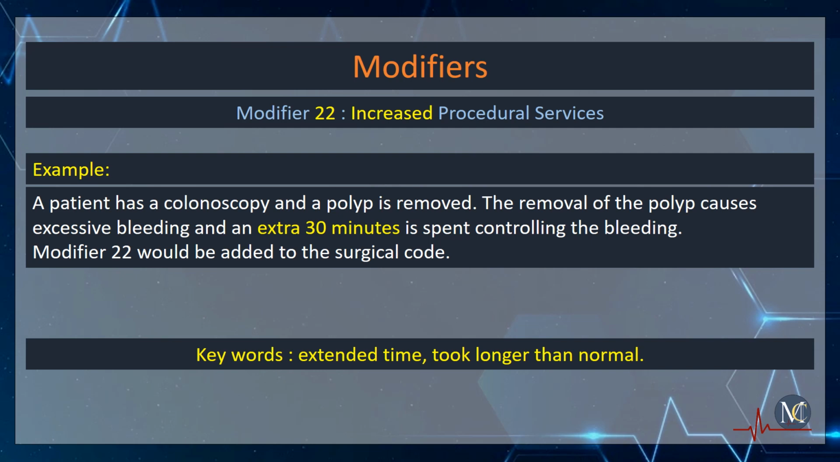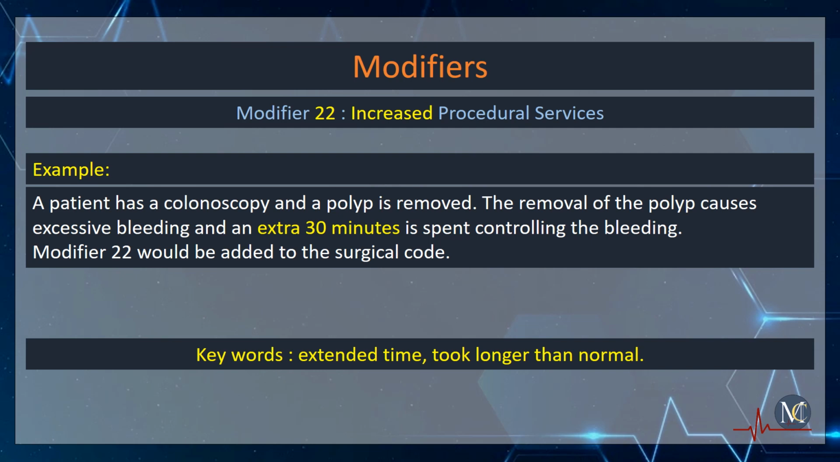Modifier 22. CPT Modifier 22 is often referred to as the Increased Procedural Services modifier. It is used to indicate that a procedure or service provided requires significantly more work, time, and complexity than usual, leading to increased reimbursement for the provider when appropriately documented and supported.